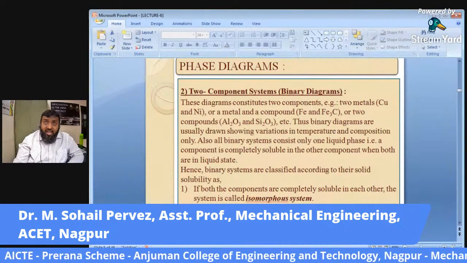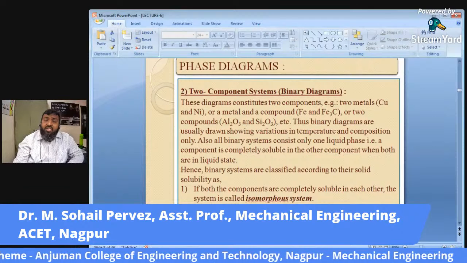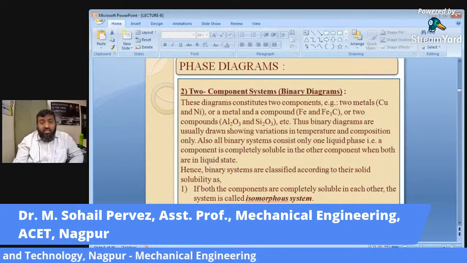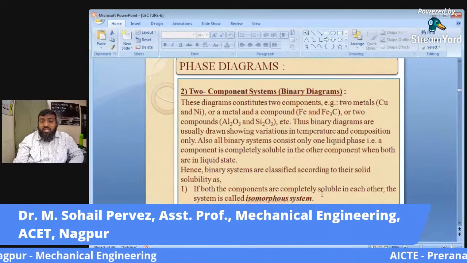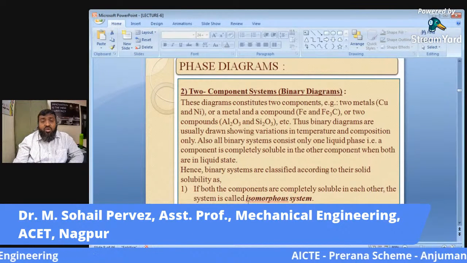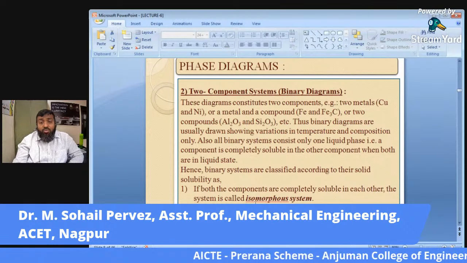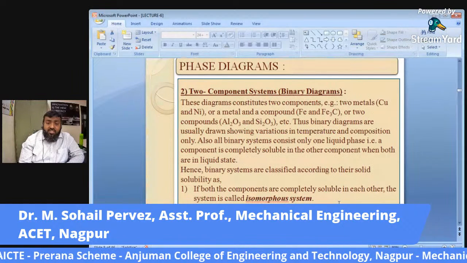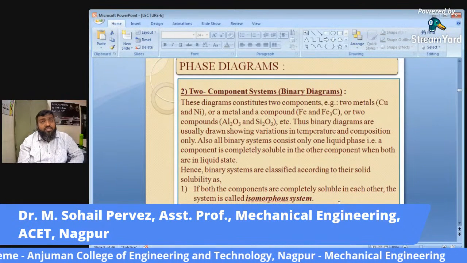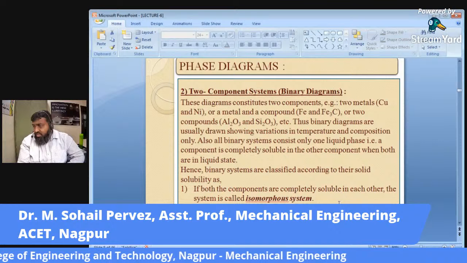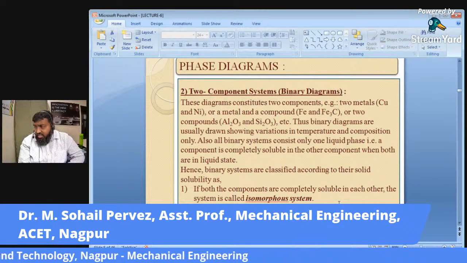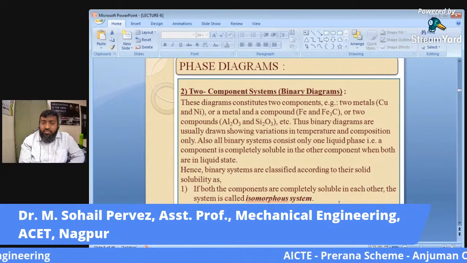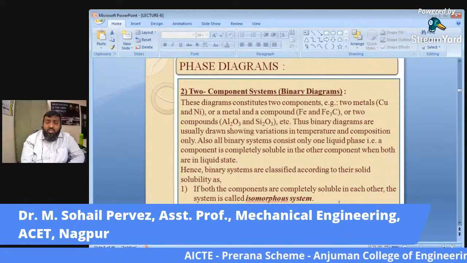The other part is there are components which are soluble in liquid but are not or only partially soluble in solid. So if both the components are completely soluble in each other, the system is called an isomorphous system, and if not, then it is called a non-isomorphous system. This isomorphous system is very much of our interest because we are going to go in depth into it.